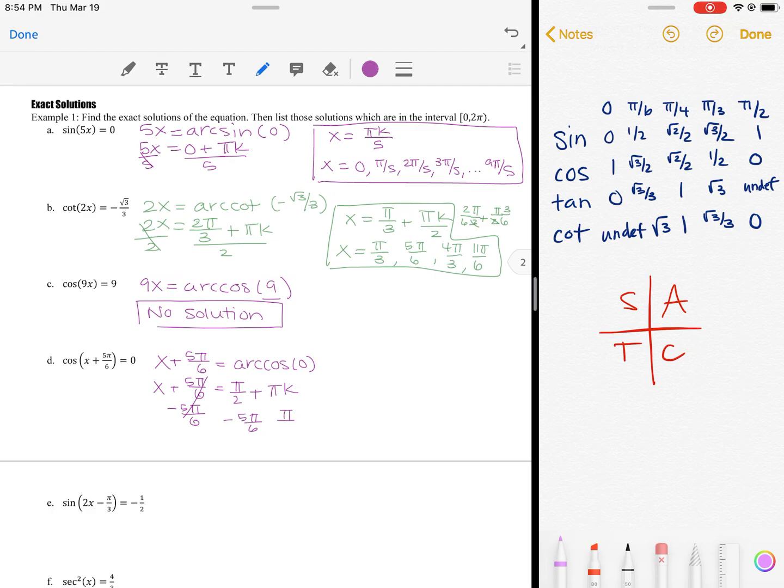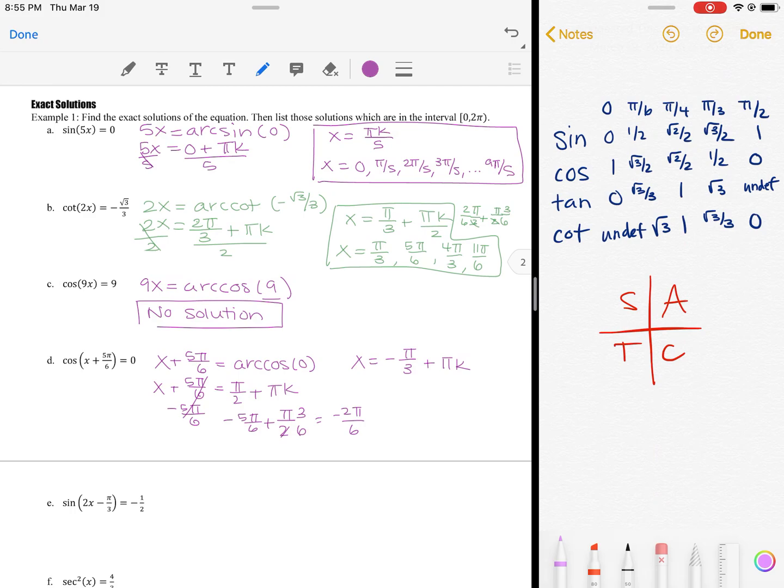So this gives us 0. But you may have to think for a minute, like pi halves plus that. If I make this 3 over 6, they have the common denominator, we end up with x equals negative 2 pi 6ths, which I'm actually going to simplify. Negative 2 pi 6 is the same as negative pi thirds plus pi k. That's not influenced at all. I just add my constants together.